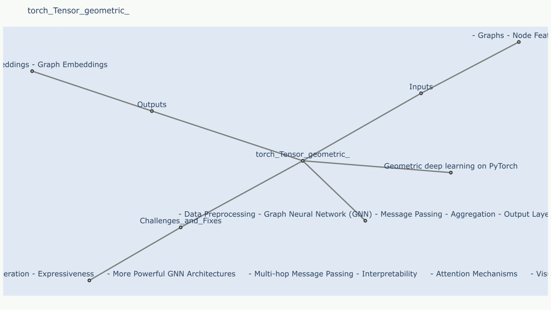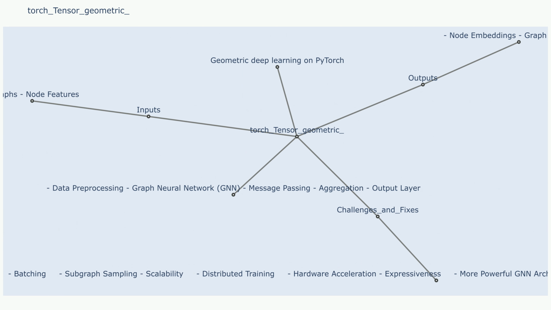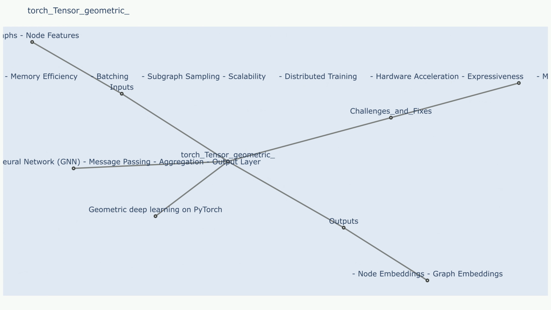Challenge 2: Handling large graphs. Training GNNs on large graphs can be computationally expensive and memory intensive. Sample use case that resulted in Challenge 2: Training a GNN on a social network graph with millions of nodes and edges. Fixes to Challenge 2: Mini-batching: Divide the data into smaller batches and train the model on each batch separately. Graph partitioning: Partition the graph into smaller subgraphs and train the model on each subgraph independently. Graph sampling: Sample a subset of nodes and edges from the graph and train the model on this sampled subgraph.